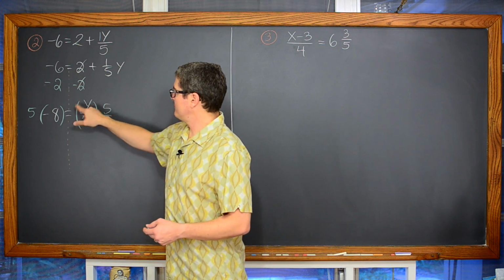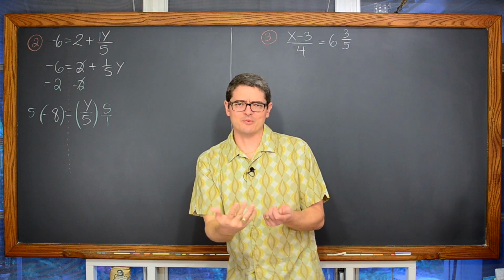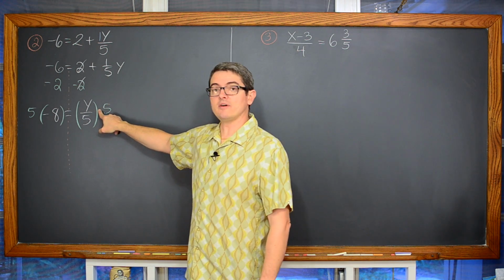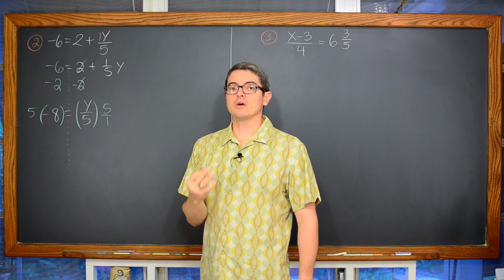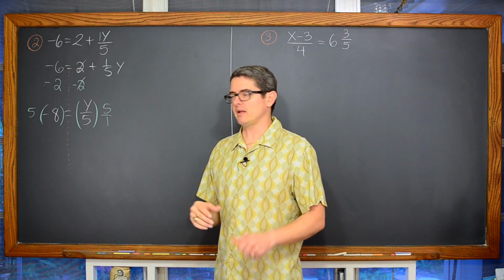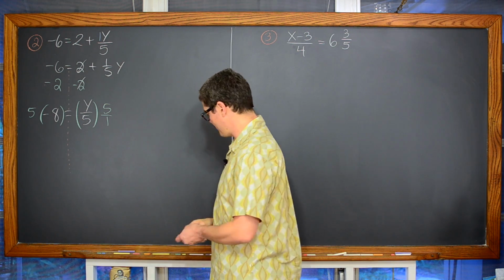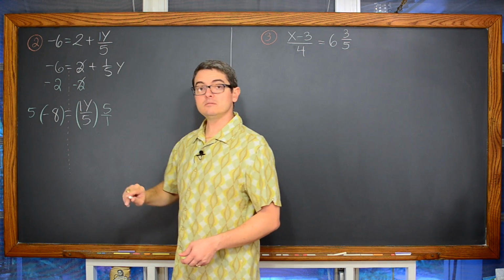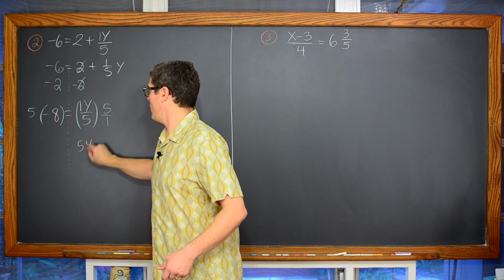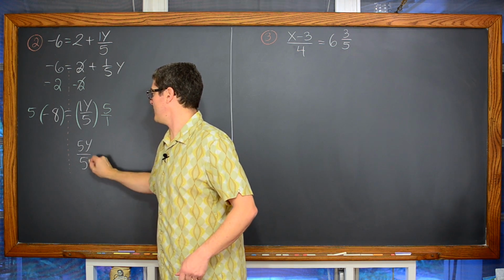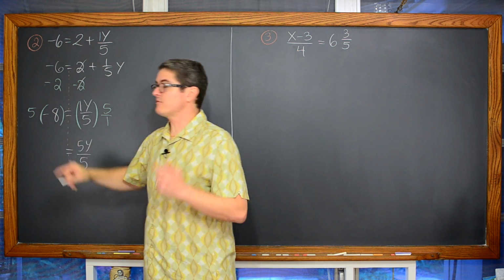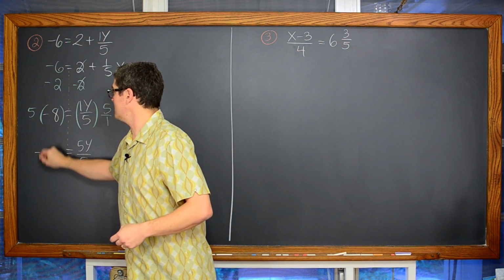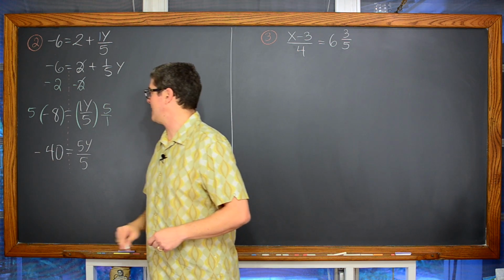Depending on how comfortable you are with fractions, a lot of you might just cross the 5's out, because the multiplication of 5 and the division of 5 are inverse math operations, so they are going to cancel out. But if you want to show every single step, which I like to do for teaching purposes, 5 times 1 is 5y over 5 times 1, which is 5, equals positive 5 times negative 8. Well, positive times a negative is negative, and 5 times 8 is equal to 40.